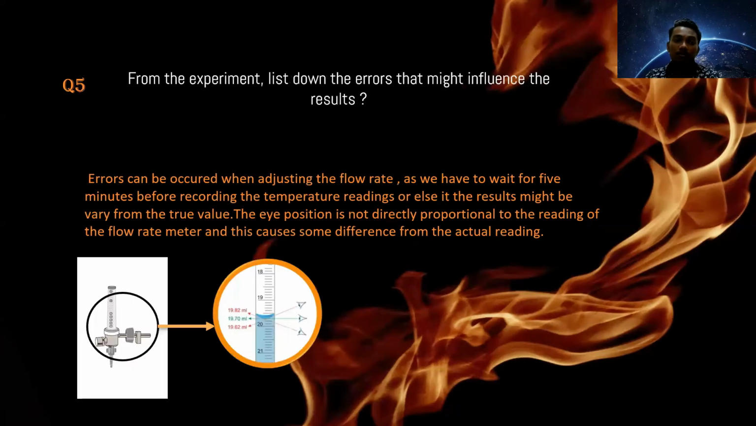As for question number 5, what are the errors that can influence the result? The errors that can occur when adjusting the flow rate are that we have to wait for 5 minutes before recording the temperature reading, or else the result might vary from the true value. Another error is that the eye position may not be level with the reading of the flow rate meter, and if it is not, it will cause some difference from the actual reading. For example, if the reading is showing 300 degrees Celsius, and our eye position is not direct, the reading may be around 290 degrees Celsius, which means it won't be accurate.